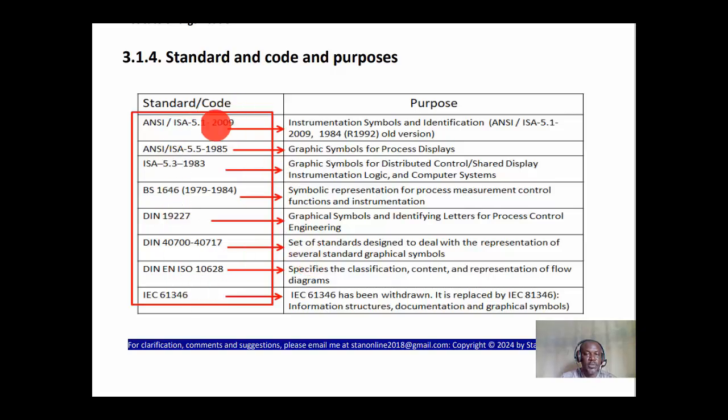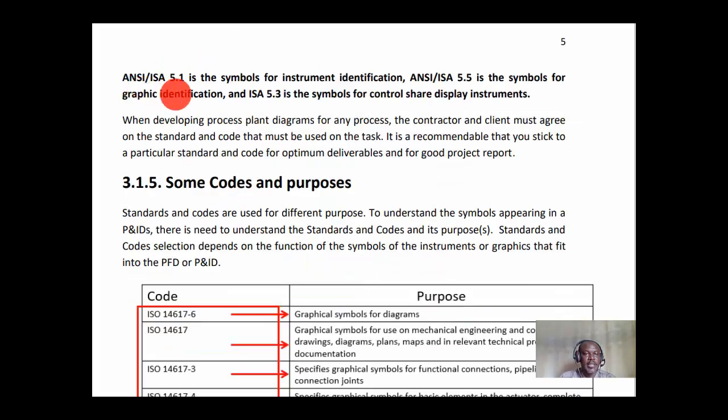All these standards and symbols have their own special purposes. These are not the only standards and codes we have. ANSI ISA 5.1 is the symbol for instrument identification. ANSI ISA 5.5 is the symbol for graphic identification. And ISA 5.3 is the symbol for control shared displays instruments.